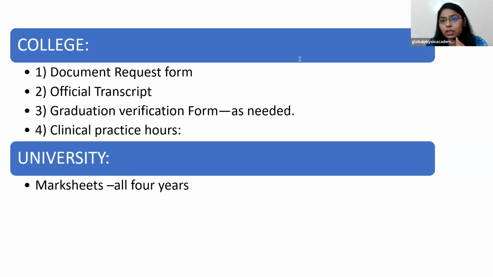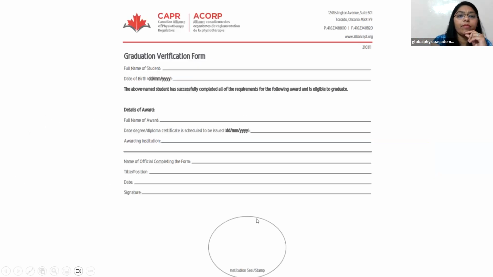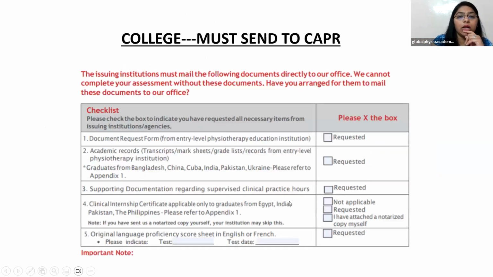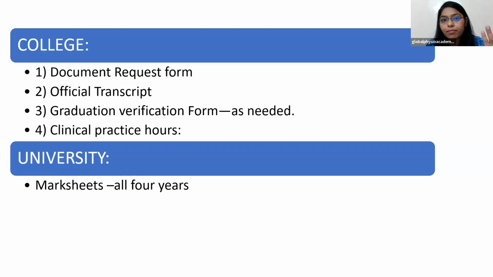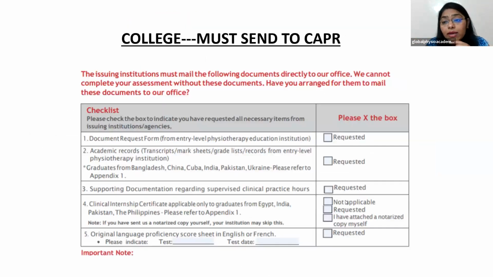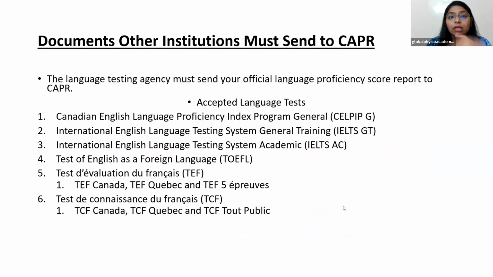University mark sheet. So these three different courier. Okay, make sure. College must send to the CAPR again and again: document request form, transcript, clinical hours, internship certificate. That fourth thing, and if you are required the graduation verification as needed. Now the language.